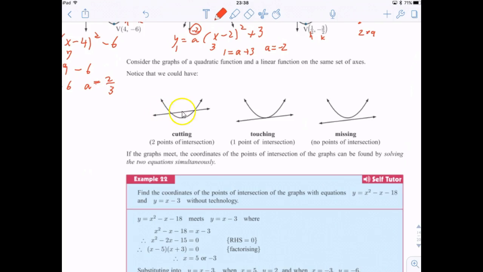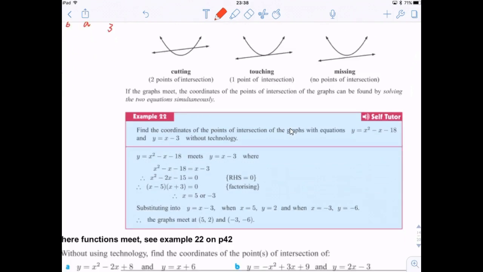They can cross at 2 points, like here, which is called cutting. They can be barely touching, which doesn't necessarily have to be at the vertex. You can see since this line is diagonal, it's not actually touching the parabola at the vertex, but it is touching at 1 point, not at 2. And finally, there's the missing scenario where the parabola and the line completely miss each other, with no points of intersection. This may remind you a little bit of the way a parabola crosses the x-axis, and it is really related.